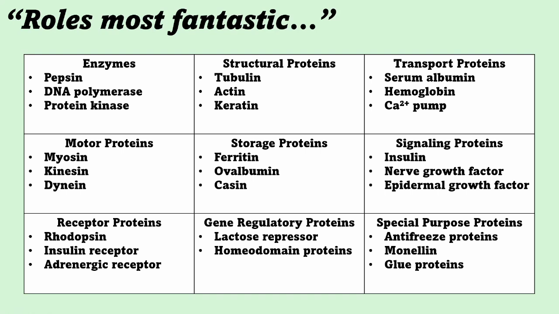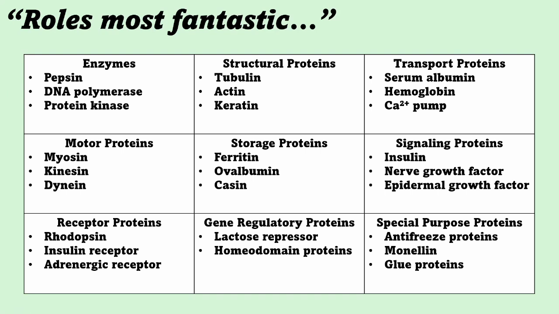And then there are even special purpose proteins that don't fall in these other categories. There are Antarctic fish that have antifreeze proteins in their blood to keep from freezing. There's monellin, a sweet substance produced by some plants. And there are even glue proteins that organisms like mollusks or other invertebrates secrete to latch onto rocks even underwater. So a lot of different roles.